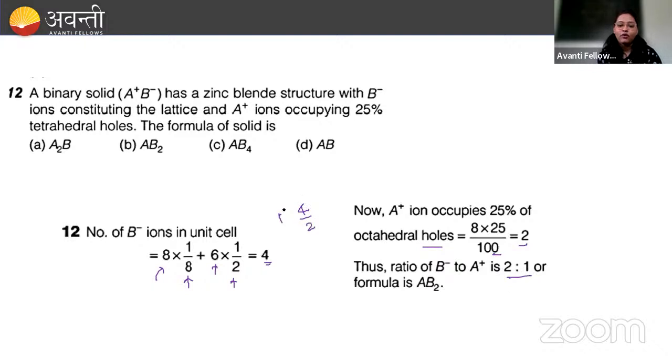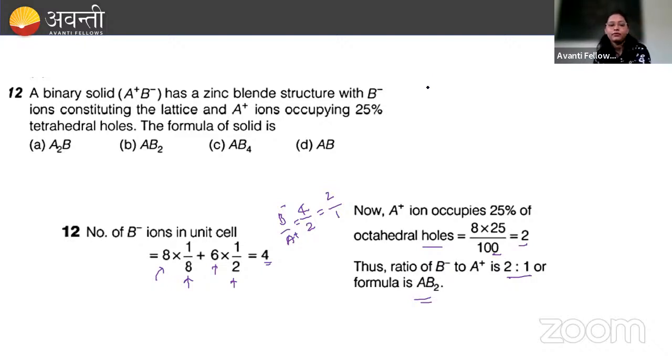B- का क्या होगा? 4 और A+ का क्या होगा? 2. So overall this is what? 2:1. So we can say that the formula for a given molecule will be AB2. Right, everyone? Any doubt in this? Okay, let's move on to the next problem.